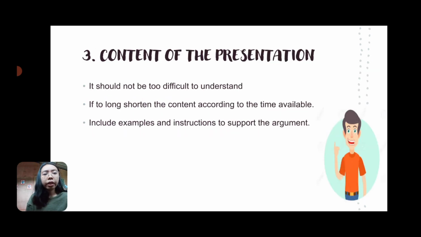So number 3, content of presentation. The content should not be too difficult to understand for the audience. If too long, shorten the content according to the time available. You should also give some examples or instructions to support your argument.